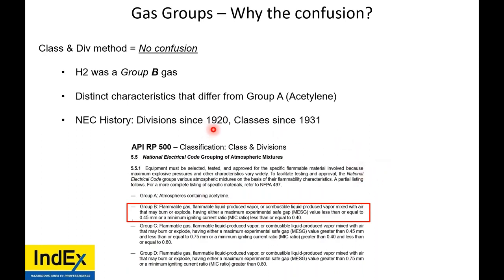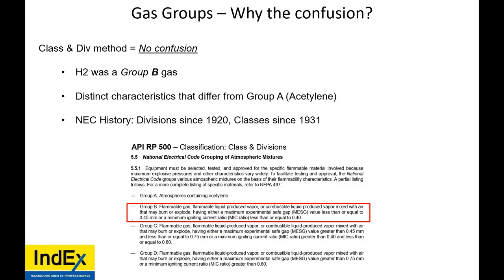This started in the 1920s and 1930s for division and then classes. So acetylene is just group A. It's clearly identified under API 500, the North American way. Group A, acetylene, done. Group B, that's when it starts talking about the maximum experimental safe gap and the minimum ignition current ratio. So there's big differences, meaning acetylene is very dangerous and hard to comply with, while hydrogen is less so.